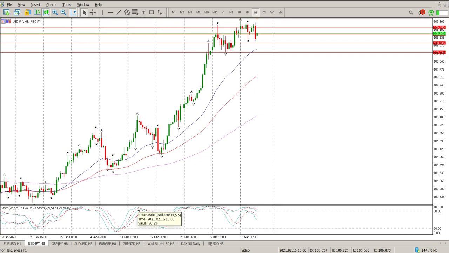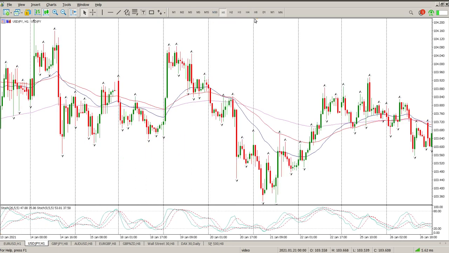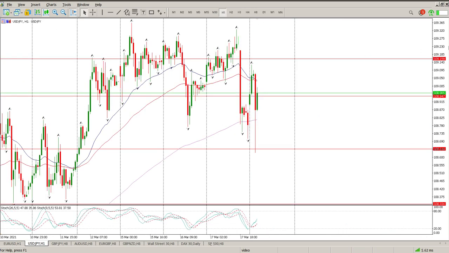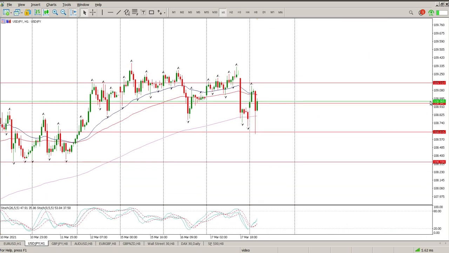US dollar, Japanese yen, pretty much sideways still, even though we've had this big leg down. There's dollar weakness, dollar strength, so there's still a lot of confusion on this pair. I think we'll sit quietly. We do have the jobs number today as well, more data today. Nothing really that I can comment about here.